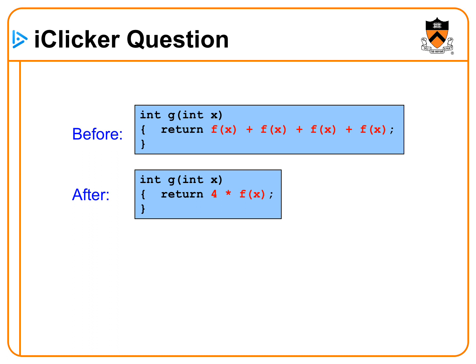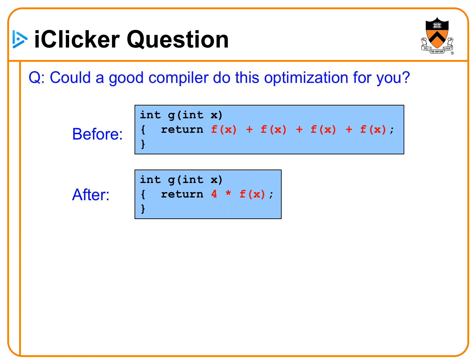Here we have a function g that returns f of x plus f of x plus f of x plus f of x. And our proposed optimization is instead to return 4 times the result of f of x once. Could the compiler do this optimization for you? Well, if we think about it, what we're really asking is, could the compiler always be sure that it's right? 1 plus 1 plus 1 plus 1 is always 4. But f of x isn't necessarily so simple as 1.